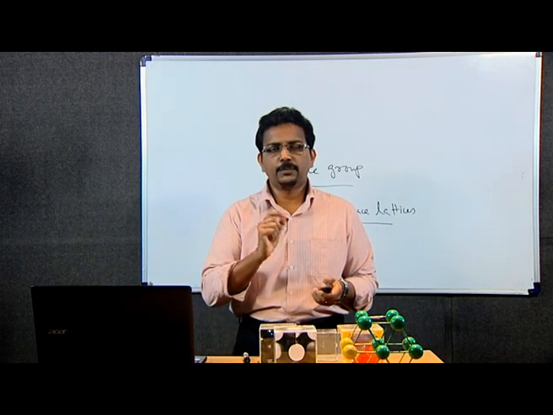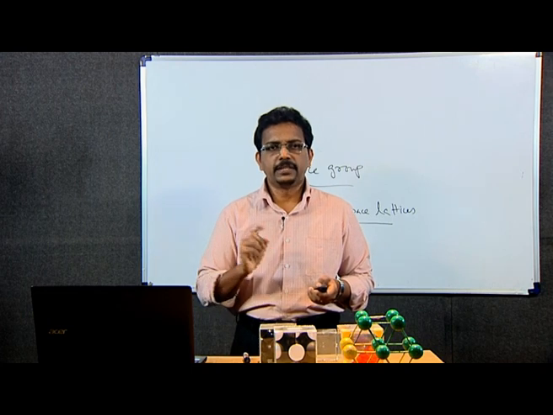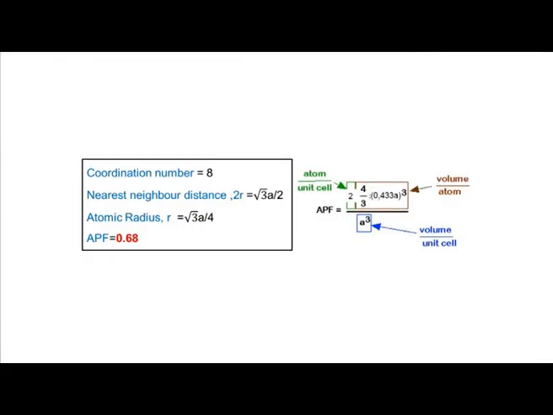In the case of simple cubic we already said that it is only 8 into 1 by 8. The coordination number in this case is 8 and the nearest neighbor distance 2r is √3 A by 2. Atomic radius r is, of course, √3 A by 4, and the atomic packing fraction here we calculated as 0.68.